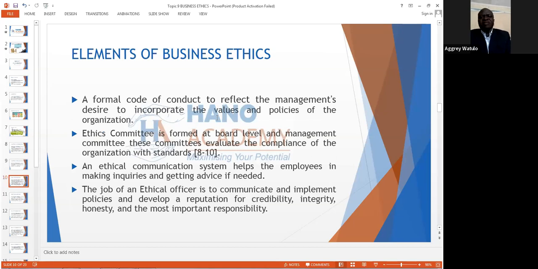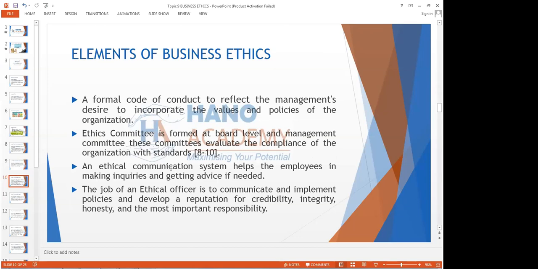Now, let's look at the elements of business ethics. What does business ethics encompass? What are the components? What are the aspects of business ethics? We're going to look at those elements or aspects one after the other. It should have a code of conduct to reflect the management's desire to incorporate the values and the policies of the organization.